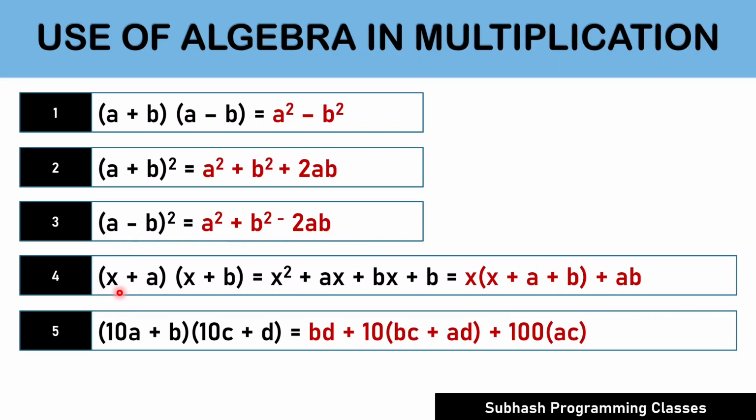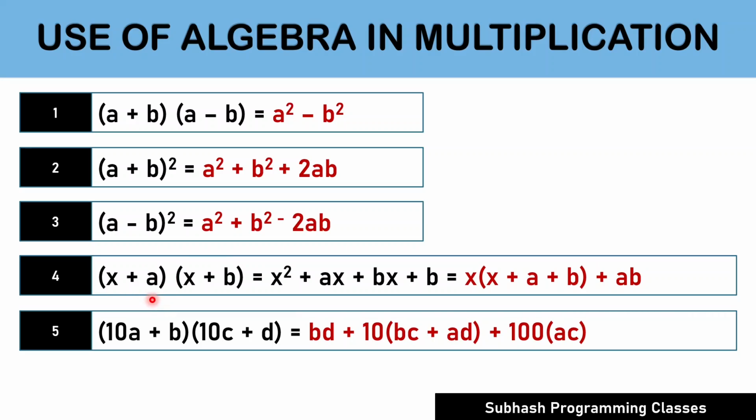The fourth one is (x plus a) multiplied by (x plus b) will result in x multiplied by (x plus a plus b as a whole) plus a multiplied by b. And the fifth one is (10a plus b) multiplied by (10c plus d) will result in bd plus 10 multiplied by (bc plus ad as a whole) plus 100 multiplied by ac. Please make sure that you memorize these equations because it is very important while solving your aptitude tests.